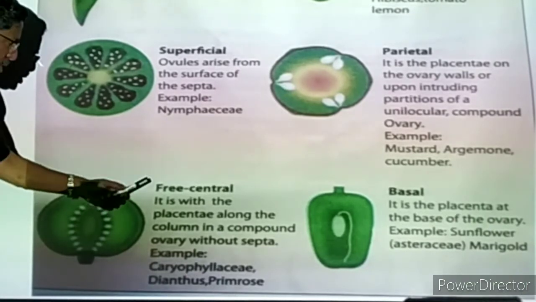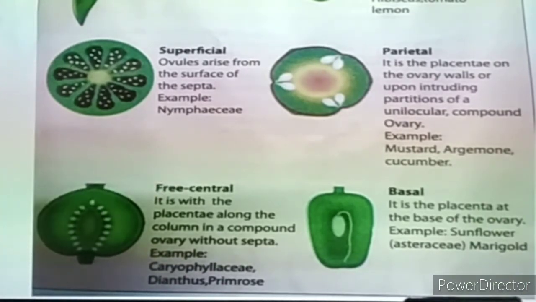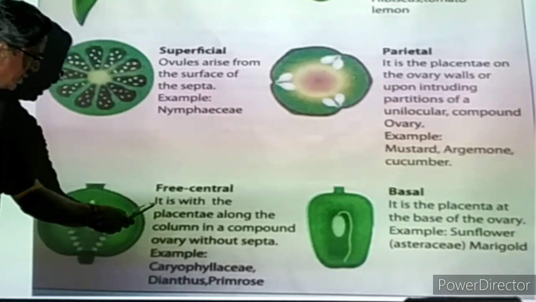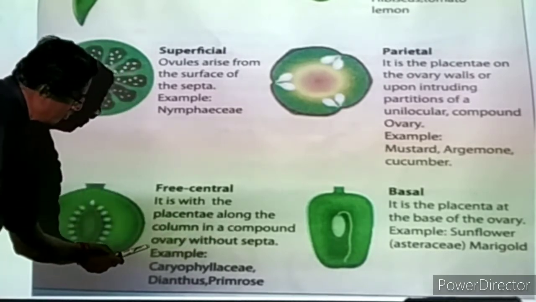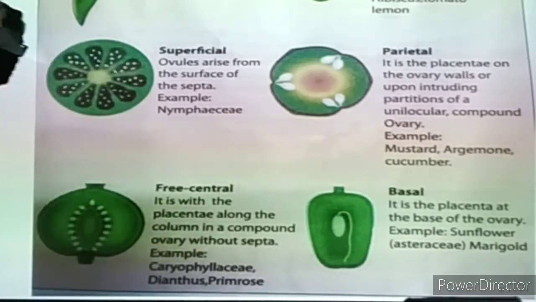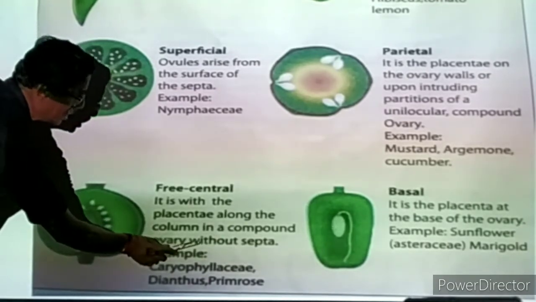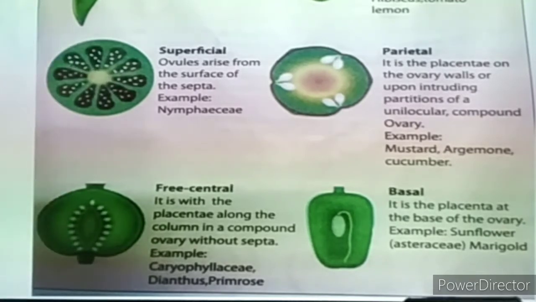Then we are coming to free central placentation. What is this free central placentation? It is with the placentae along the column in the compound ovary. Compound ovary means ovary with 3, 4, 5, 6, 7, 8, 9, 10 carpels. Compound ovary without septa. No septa will be there. No partitions will be present.